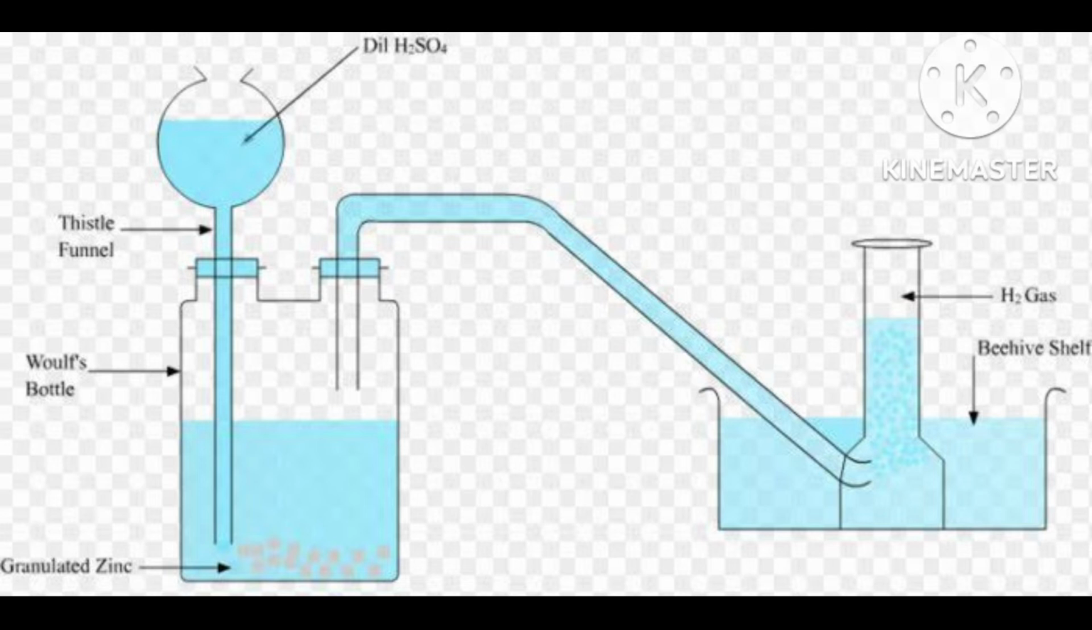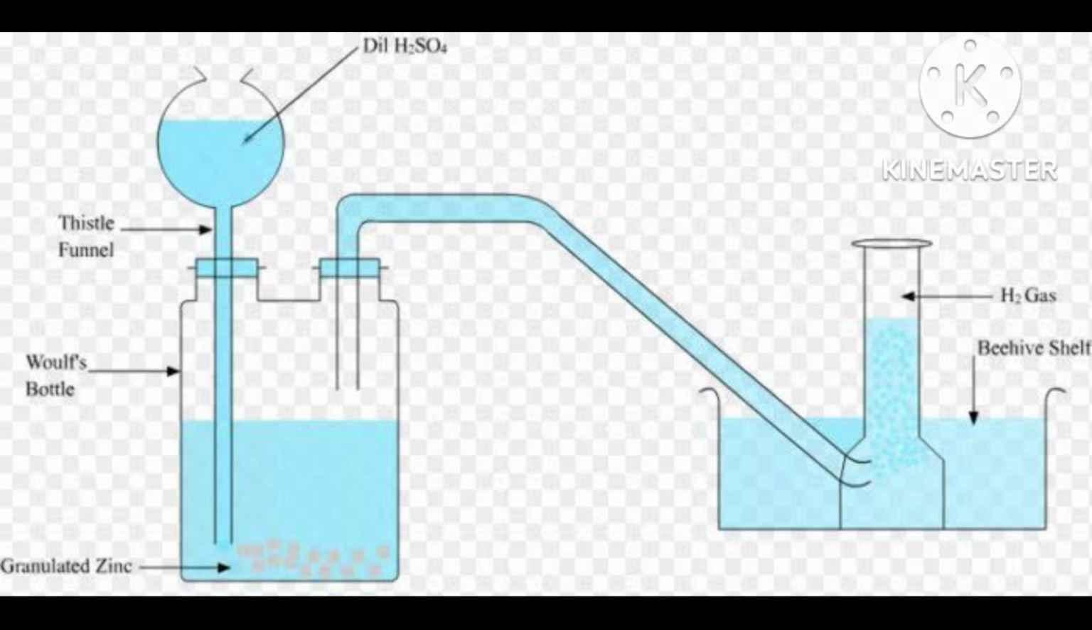Protium has no neutron, that's why for 1H1 the mass number is 1 only. Deuterium has one neutron, so 1 plus 1, the mass number is 2. In tritium, 2 neutrons are there, that's why for 1H3 the mass number is 3. These isotopes differ from one another in the presence of neutrons. Ordinary hydrogen, protium, has no neutrons. Deuterium, also known as heavy hydrogen, has one, and tritium has two neutrons in the nucleus.